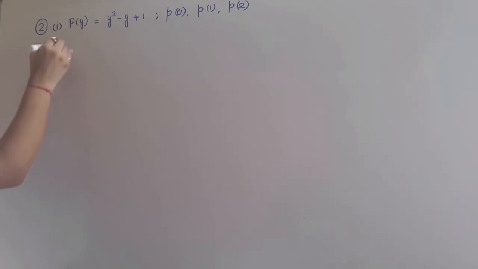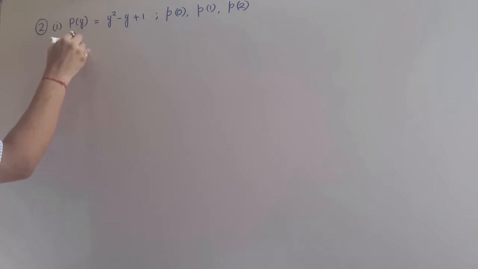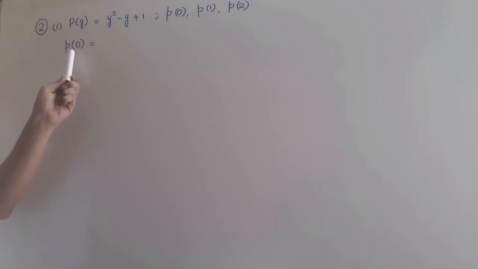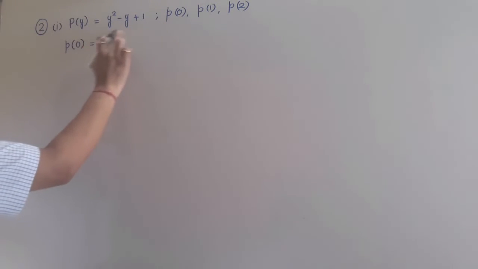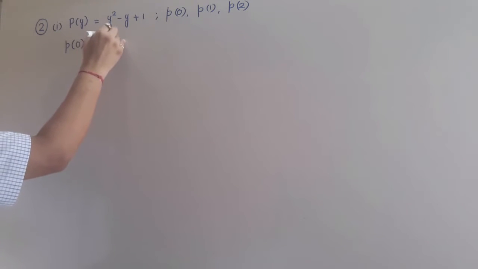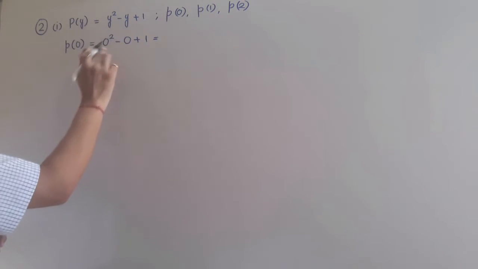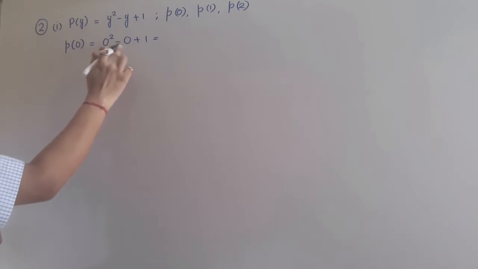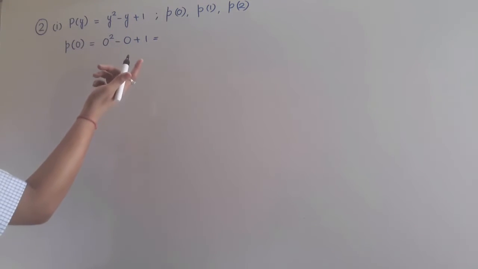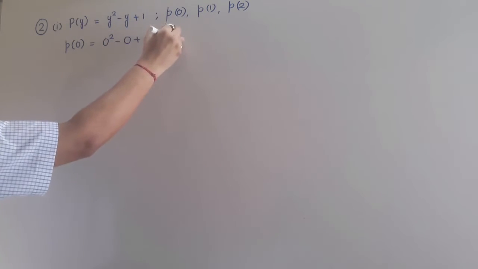So first I am calculating p of 0. It means I will put y equal to 0. You can see in the left hand side already the value of y I kept as 0. So now in the right hand side also I will put 0 square minus 0 plus 1. 0 square will become 0. 0 minus 0, there is no meaning to write again. So we can say that this value will come equal to 1.